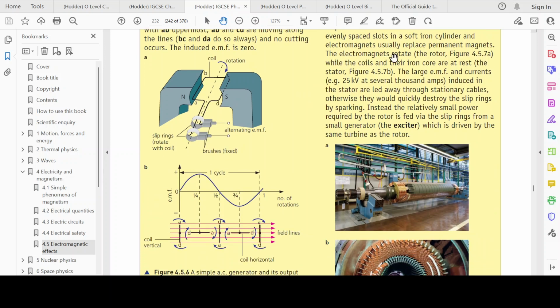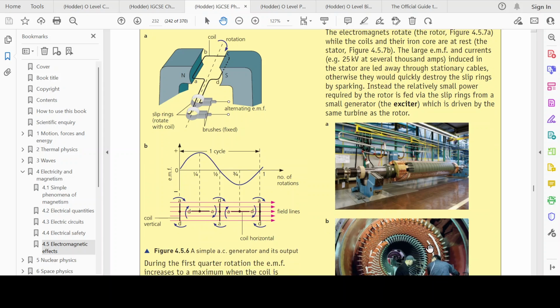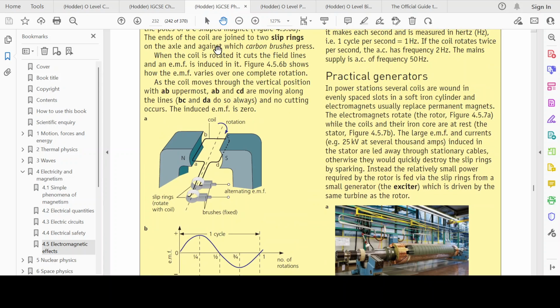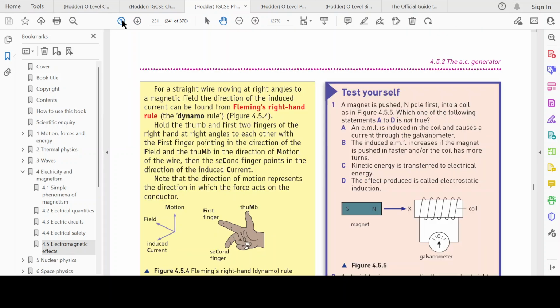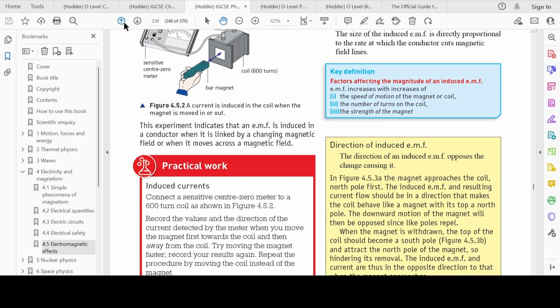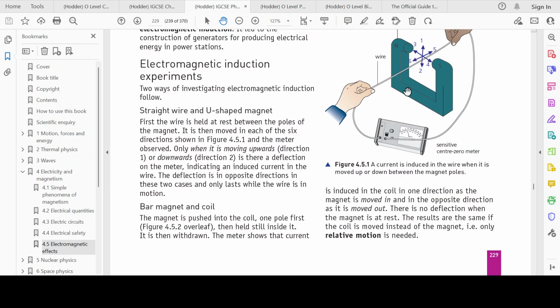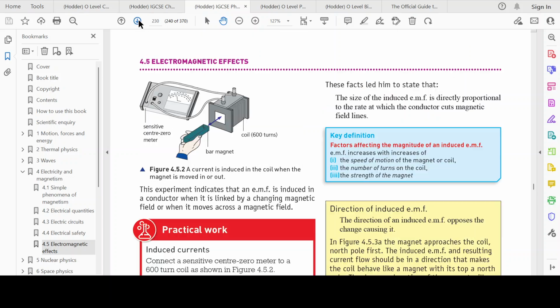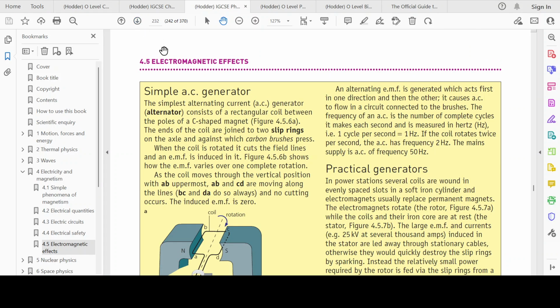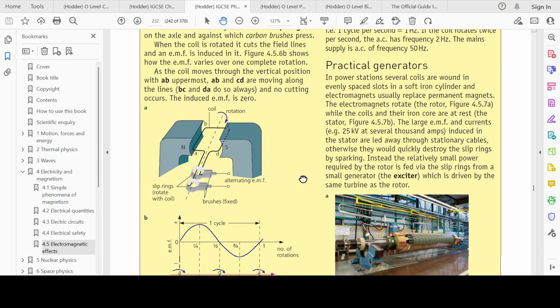So the electromagnets rotate instead of the coil rotating, right? In the previous case, the coil was rotating between the magnets. Now the electromagnet rotates around the coil. We've already learned that the movement needs to be relative, so it doesn't really matter which one is moving and which isn't. It depends on relative motion. As long as one is moving in relation to the other, you're going to have electricity being generated.